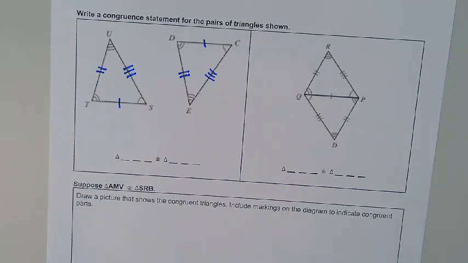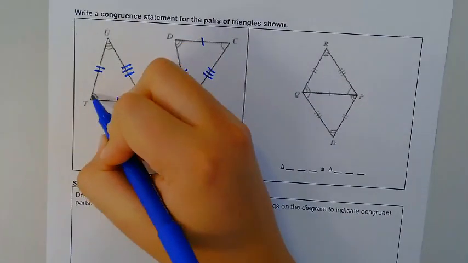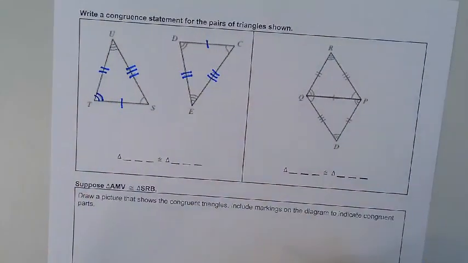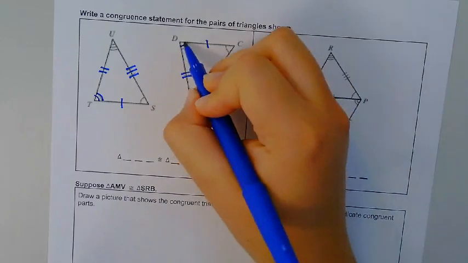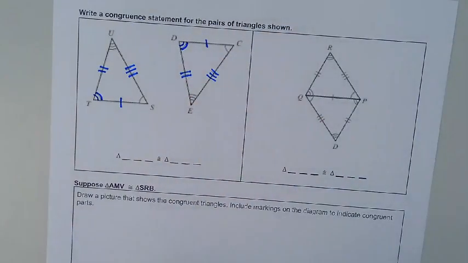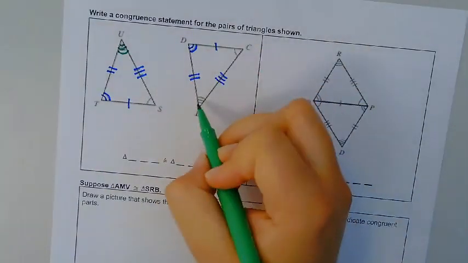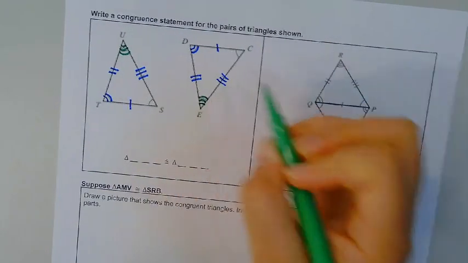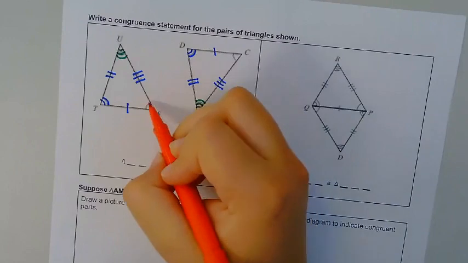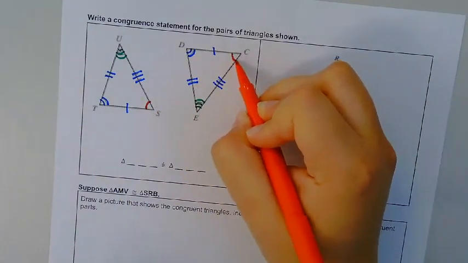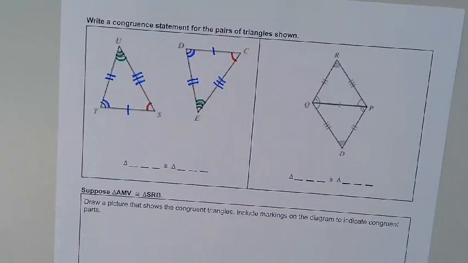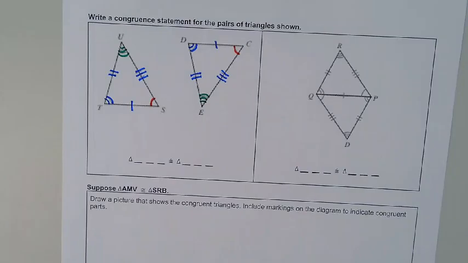And then now we also want to look at the angles. So here I can see angle T has two tick marks. Angle D also has two tick marks. Angle U has three tick marks up here. Angle E has three tick marks at the bottom. And angle S has one, and so does angle C. So now we have three pairs of congruent sides and three pairs of congruent angles.